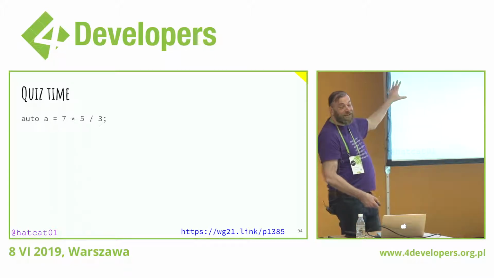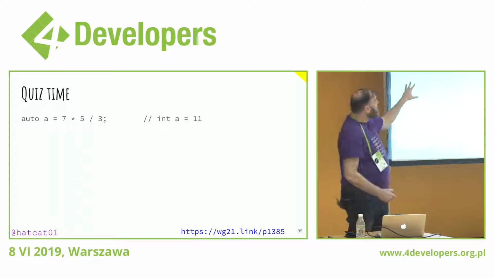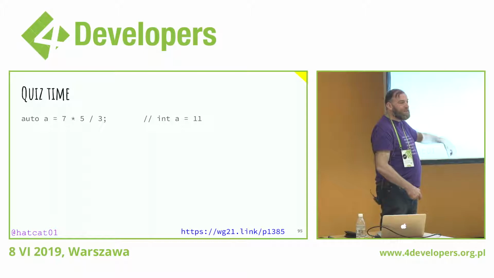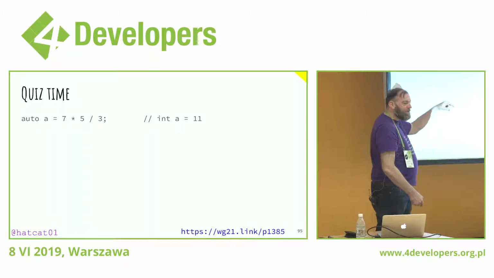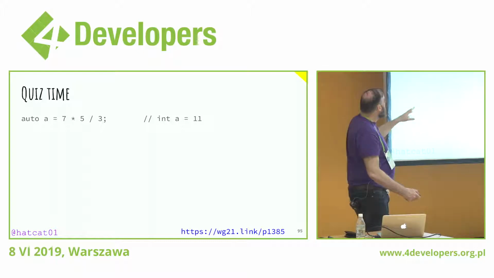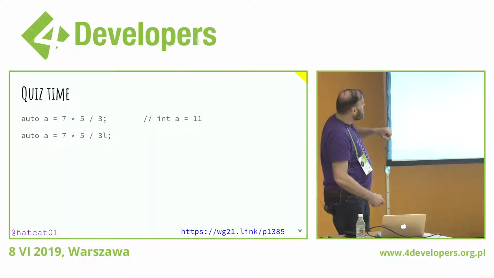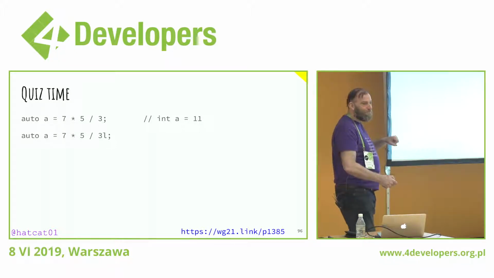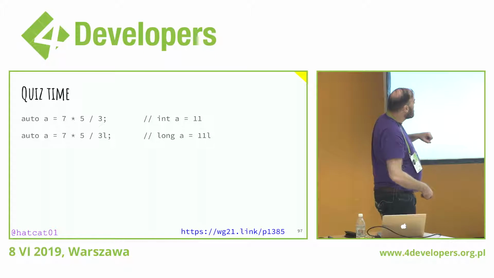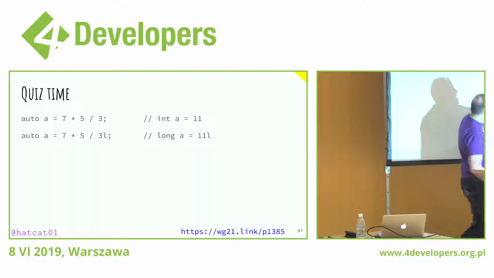Okay, A is an integer. Okay? Whose value is 11. 7 times 5 is 35. Divide that by 3 to get 33 and 2/3. Divide that by 11. Anyway. What about this? Whoa. Confused faces. It's a long, because of that L there. There we are. Literal L.